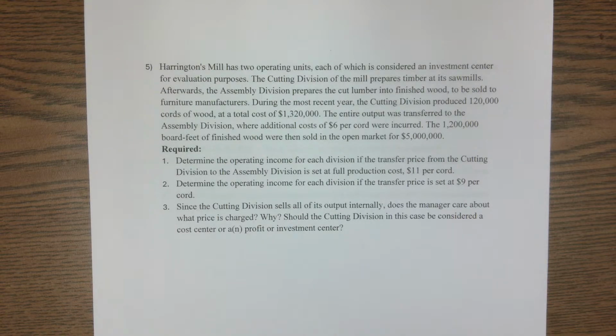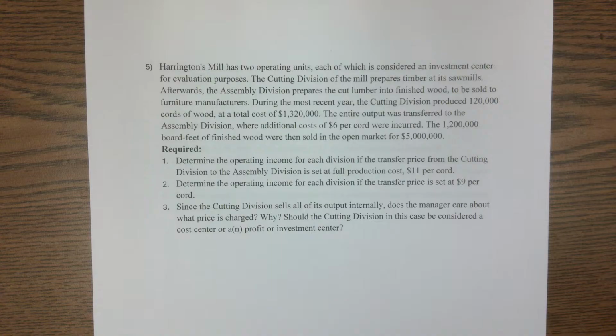The cutting division of the mill prepares timber at the sawmills. Afterwards, the assembly division prepares the cut lumber into finished wood to be sold to furniture manufacturers. During the most recent year, the cutting division produced 120,000 cords of wood at a total cost of $1,320,000. The entire output was transferred to the assembly division, where additional costs of $6 per cord were incurred. The 120,000 board feet of finished wood were then sold in the open market for $5 million.